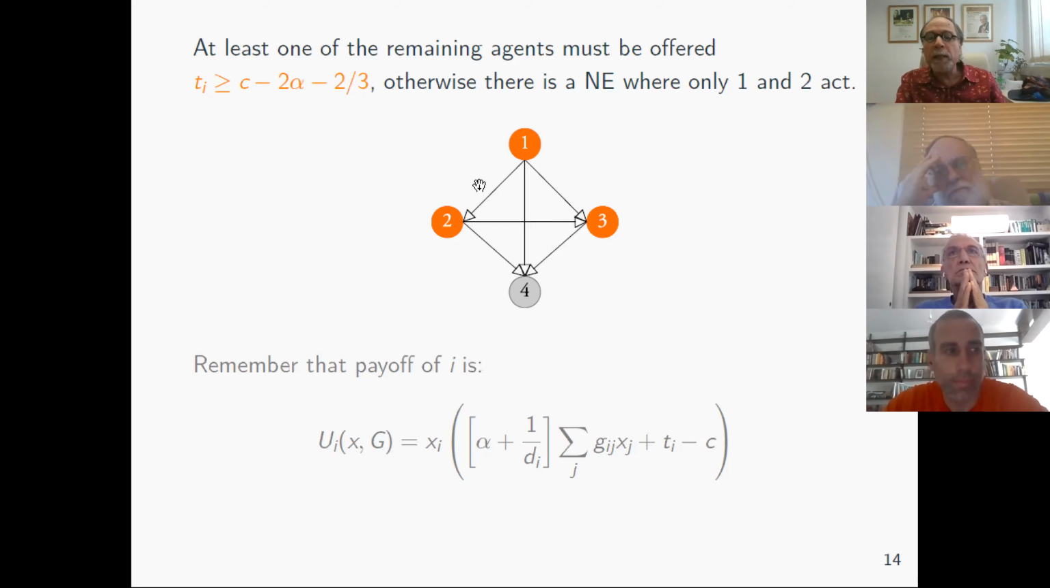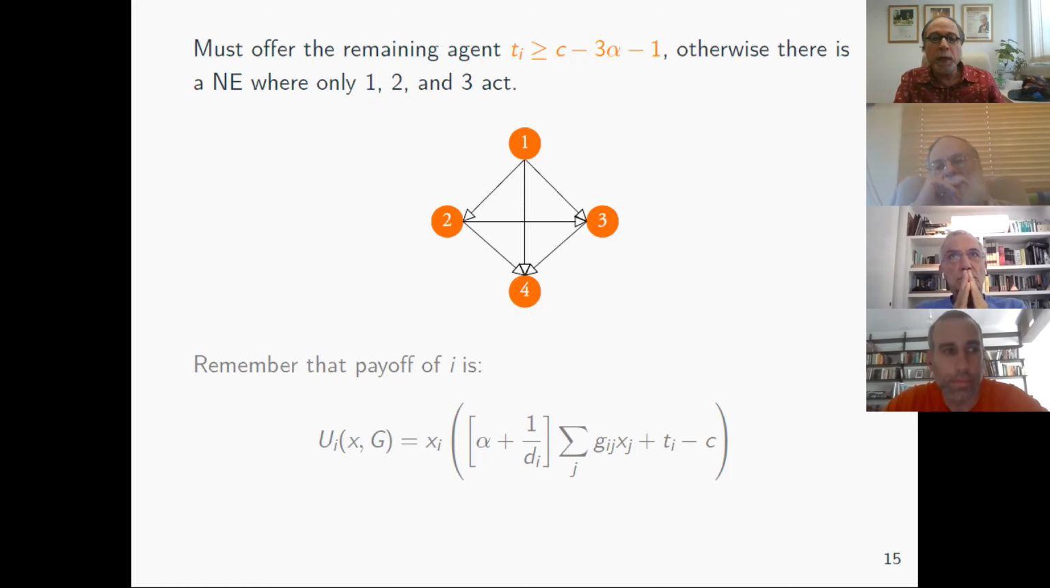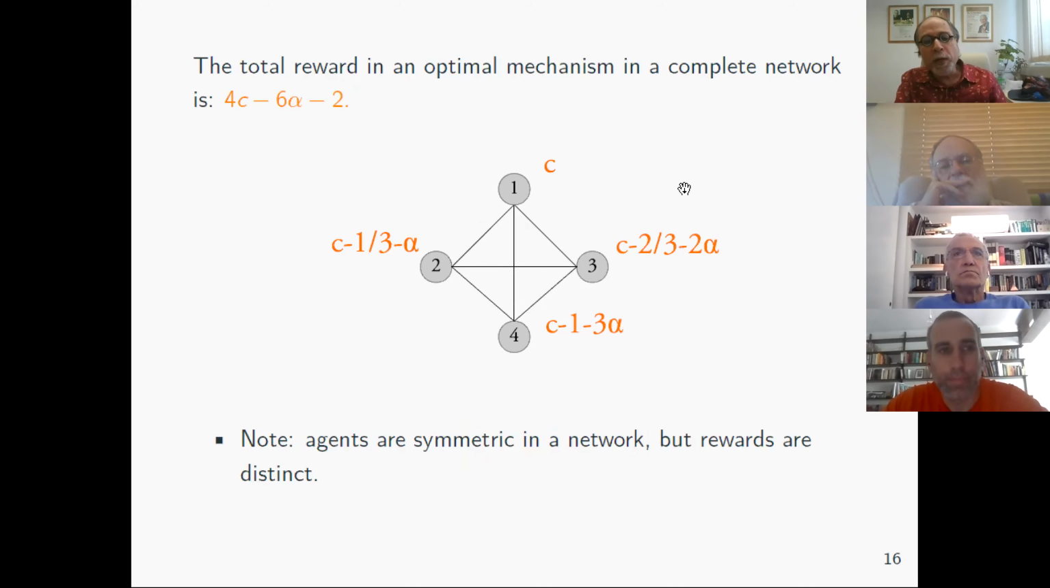Once he is incentivized, I'm going to move to 3. And now 3 is connected both to 1 and 2. And he enjoys the fact that these 2 agents are taking the action. And I can extract from him the social utility he gains from the fact that they are taking the action. Finally, for player 4, I'm going to be able to extract the social utility he gets from the fact that the 3 others are taking the action.